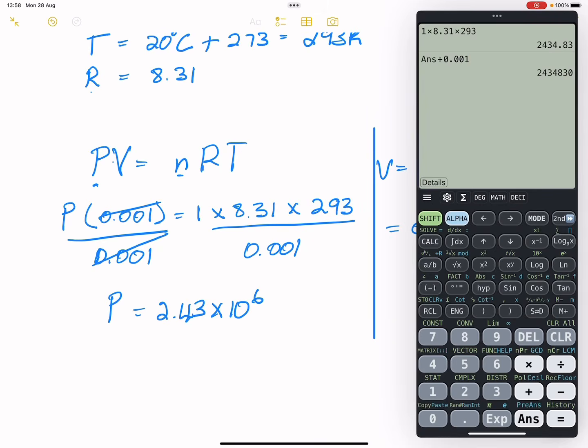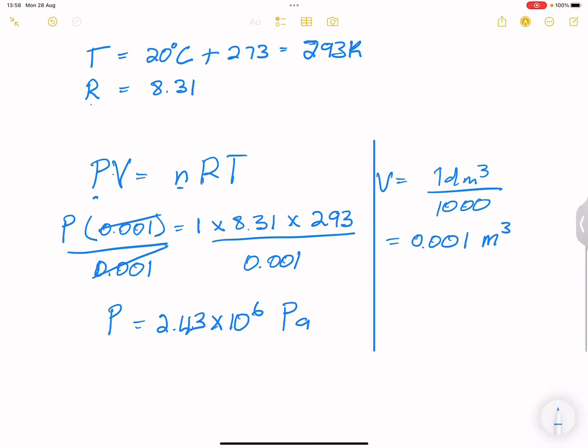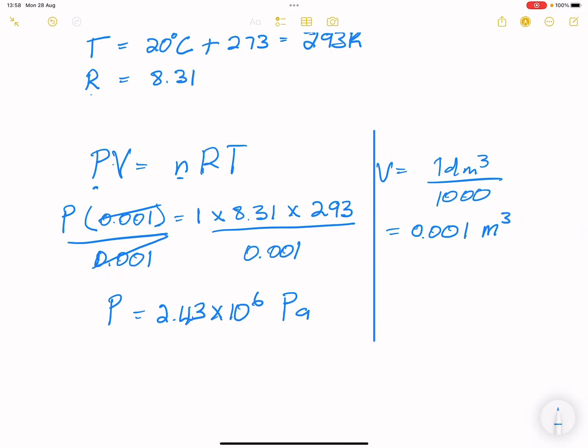pascals. Now of course, if you wanted to express that in kilopascals, what you could do is simply divide that by 1,000, and that would give you the pressure in kilopascals. I hope that makes sense. Let's go on to the next one and see if we can find some more applications of this.